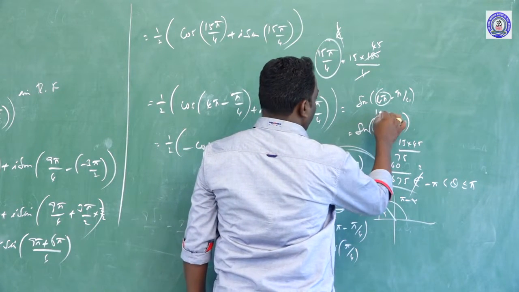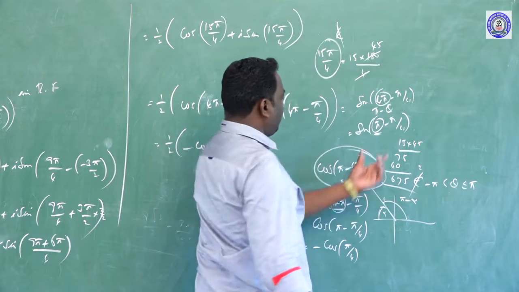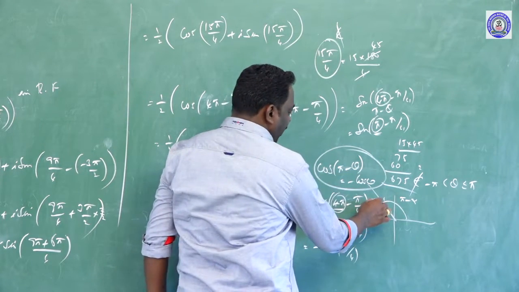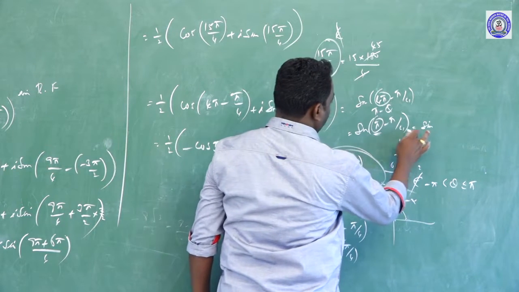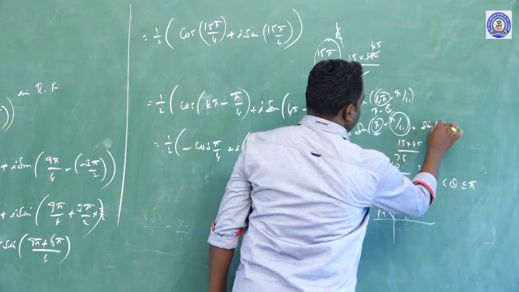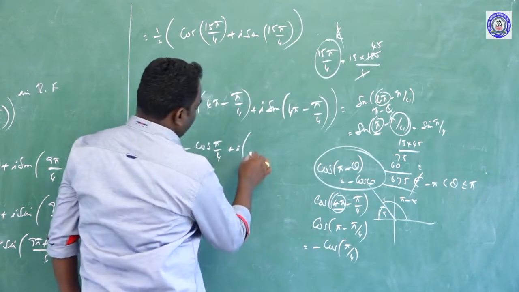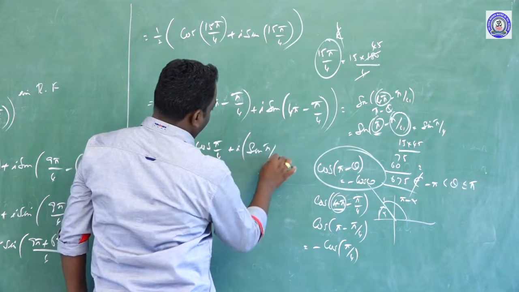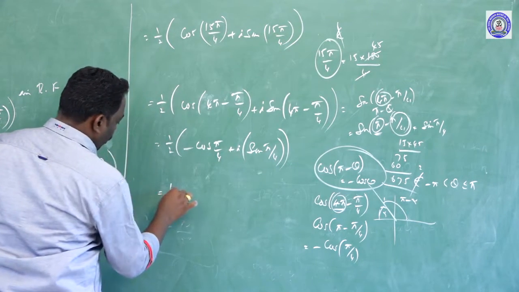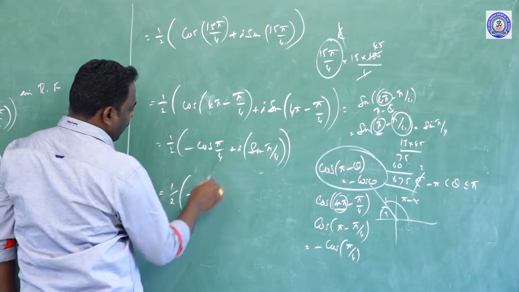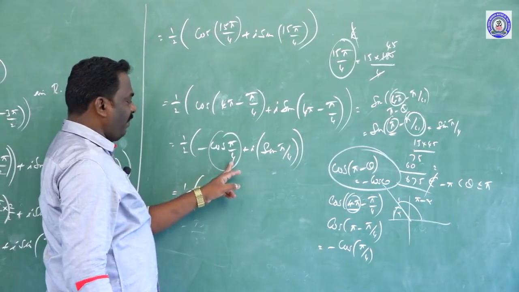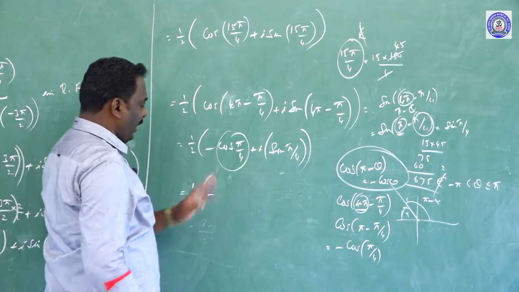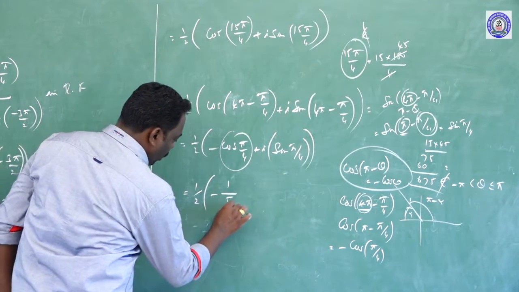So it is π − θ, where θ lies in the second quadrant, so the sine value is positive. Therefore it is equal to sin θ, with θ equal to π/4. Therefore it is sin(π/4). Now that is equal to 1/2 into minus cos(π/4). π/4 is called 45 degrees. So cos 45 degrees equals 1/√2.